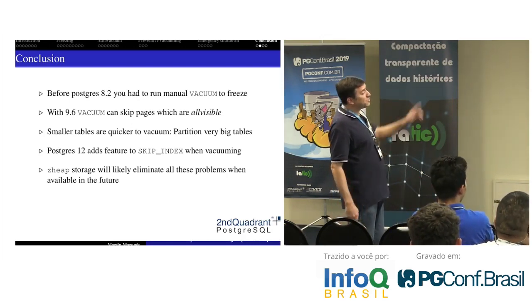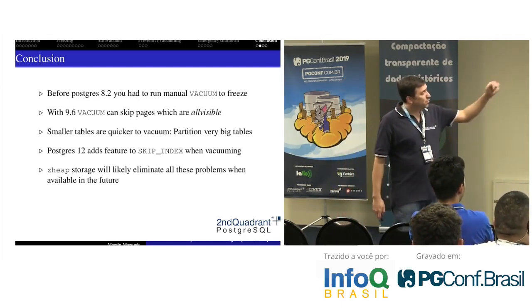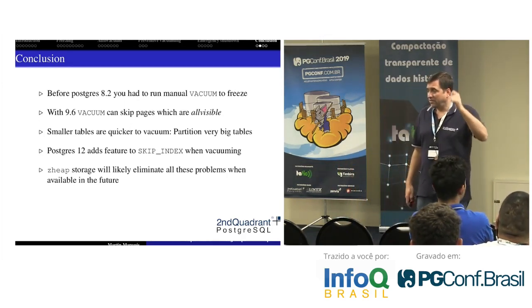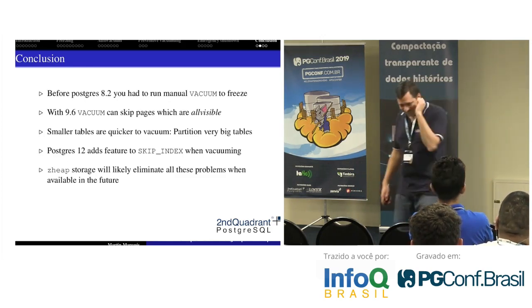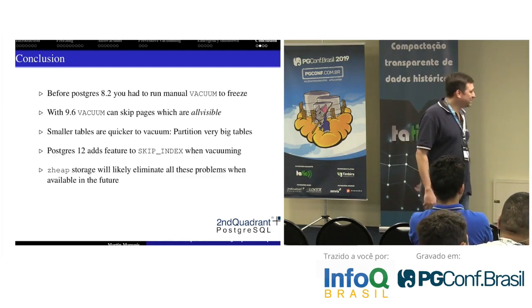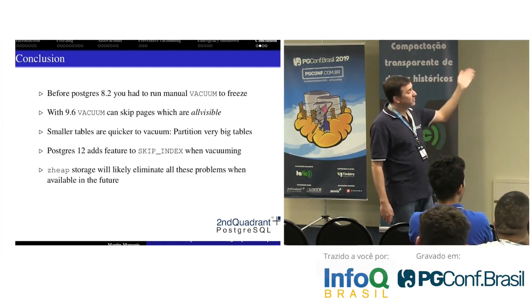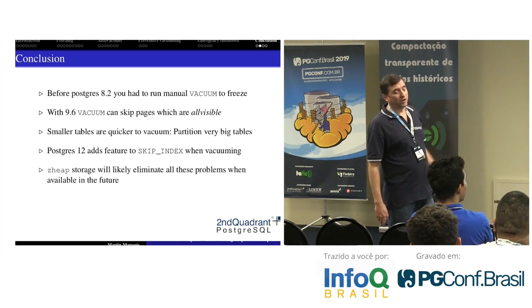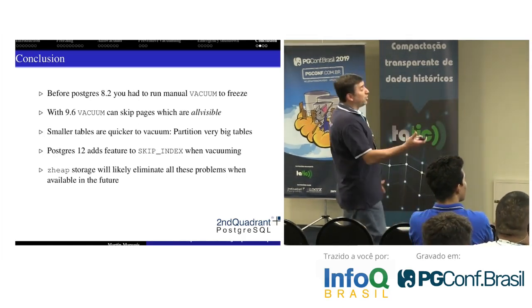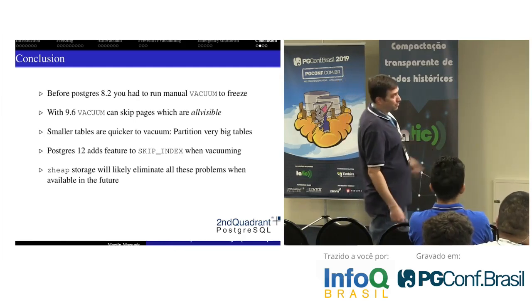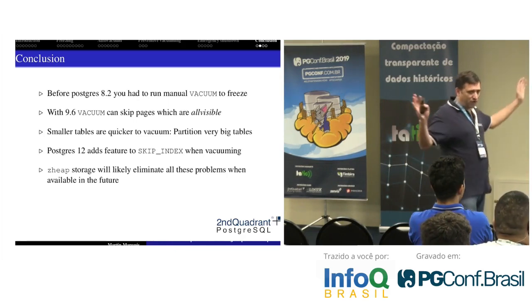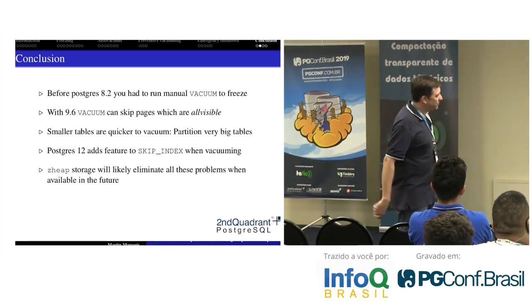In 9.6, vacuum is able to skip pages which are all visible. So I told you about the frozen bit in the visibility map, which tells vacuum that all the tuples are visible. Smaller tables are quicker to vacuum. So partitioning is kind of key when you have really, really, really big tables.